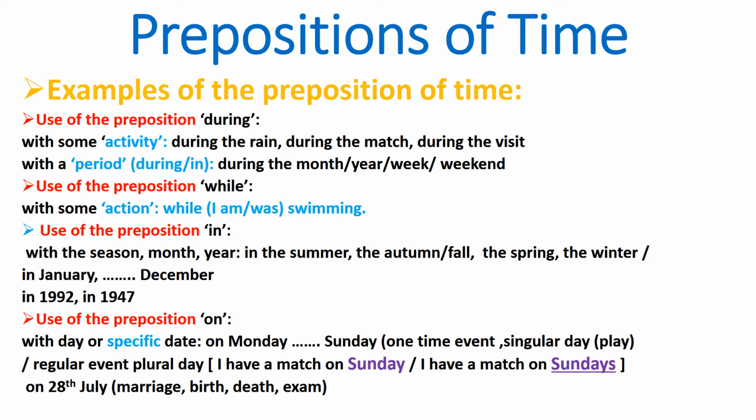And you also use on with a specific date, like you can say on 20th July I was married. On 20th July I was born. On July 28th he died. My exams are starting on July 28th. So these are specific dates. So when you are talking about a specific date or special date, you will use the preposition on.